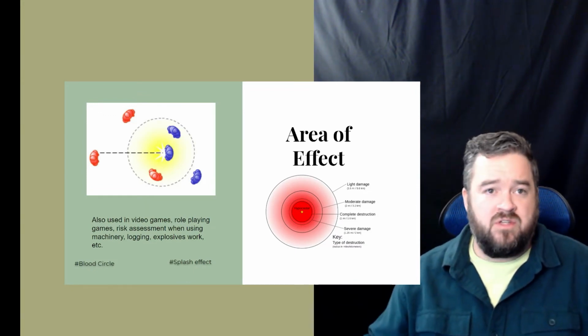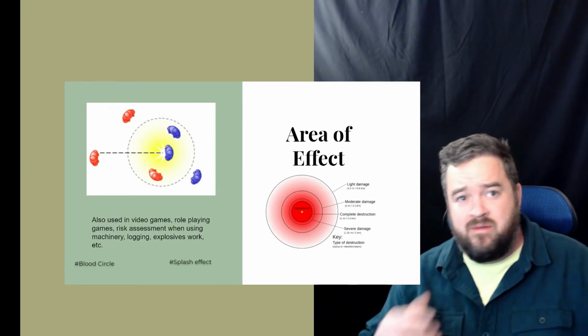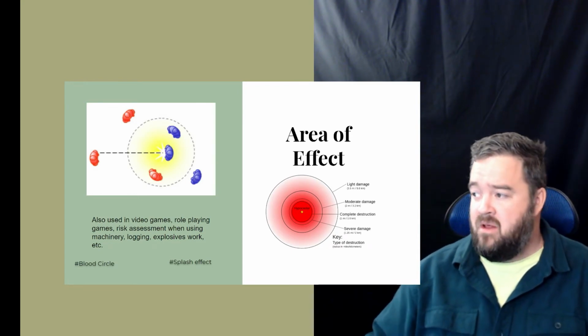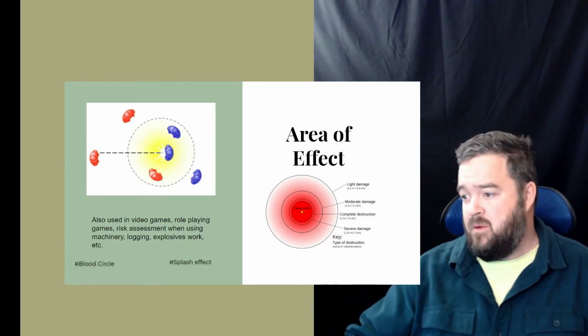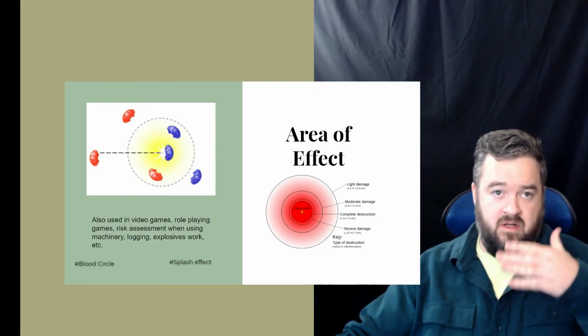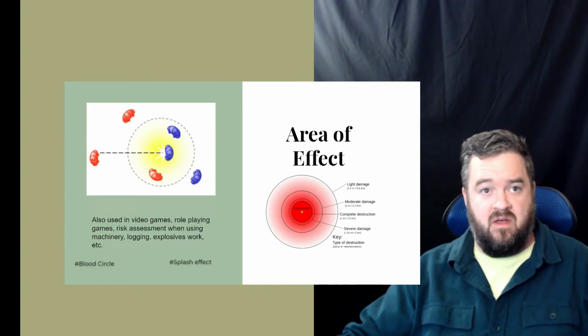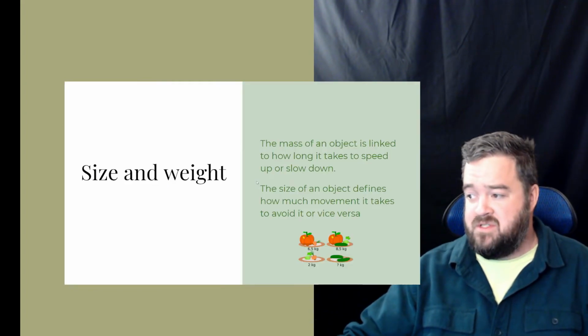We already talked about how it works for logging. Explosives work. It's kind of self-explanatory, right? So those two concepts, blast radius and area of effect, are intrinsically related to the rest of this concept. So the rest of these concepts we're going to present.